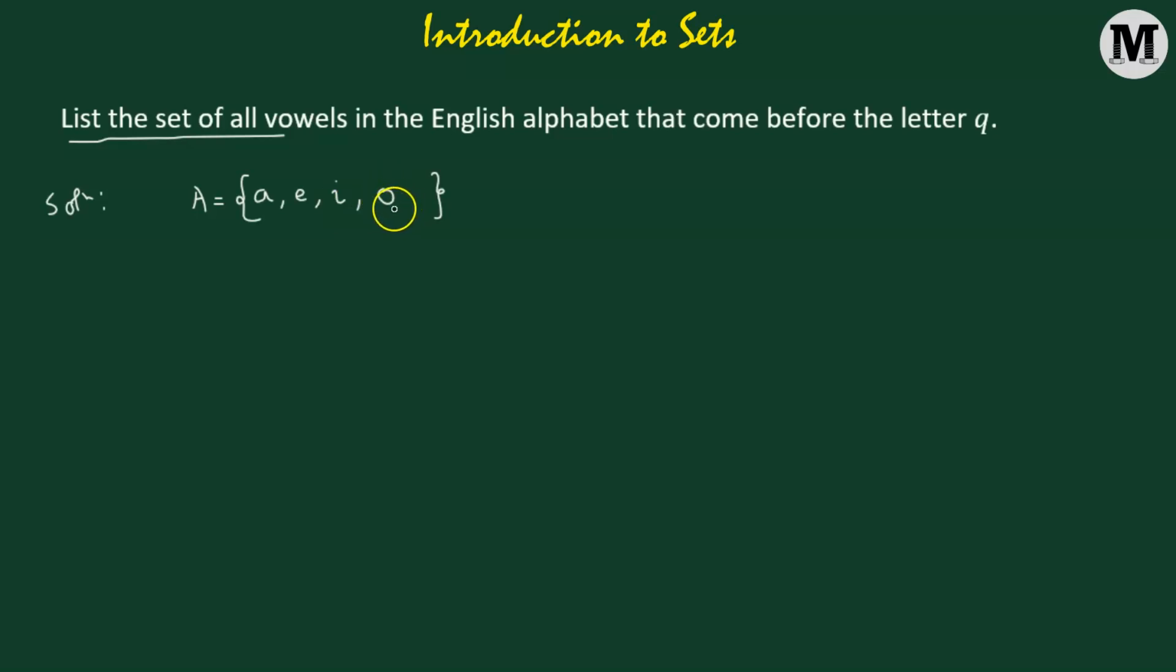Now clearly this is going to be the last vowel that comes before the letter Q. We will not be considering the fifth vowel, that's U, because that comes after Q. So this is how we write the set of all vowels in the English alphabet that come before the letter Q.